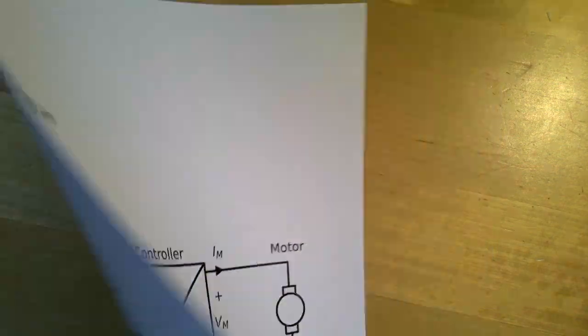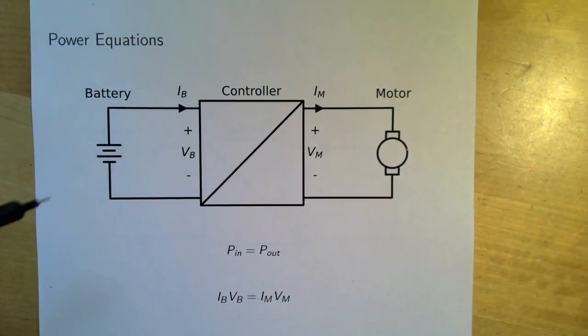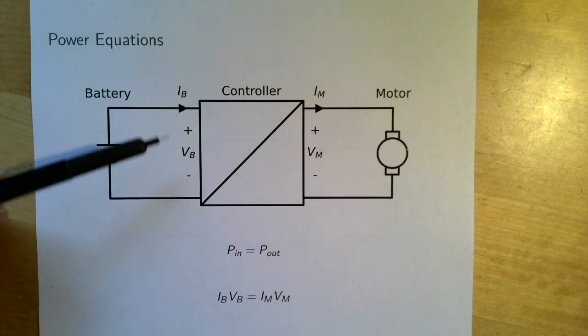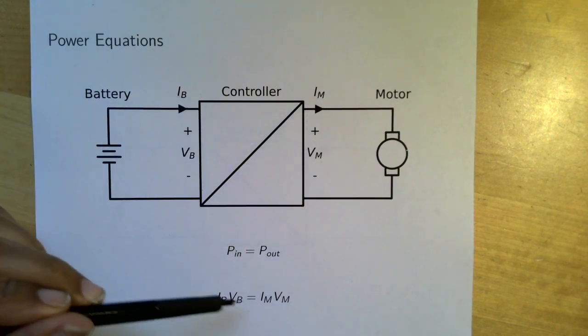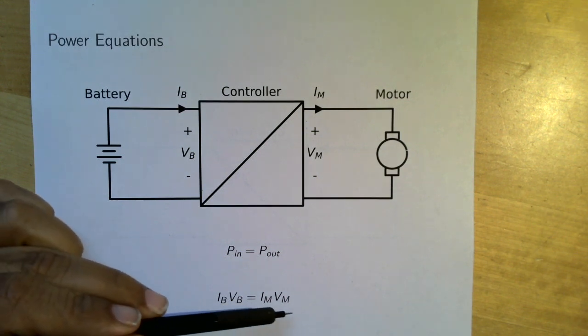We can write an equation saying that the input power equals the output power. We can also write these powers in terms of the voltages and currents. So the battery current times the battery voltage equals the motor current times the motor voltage.